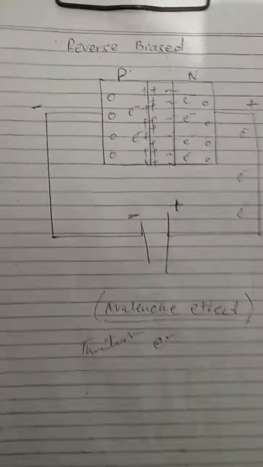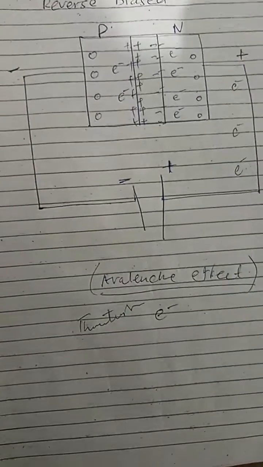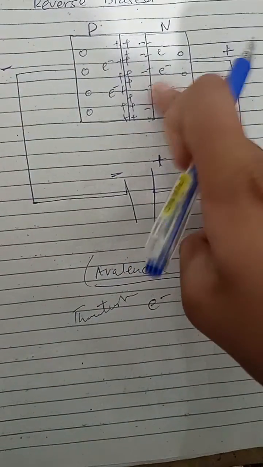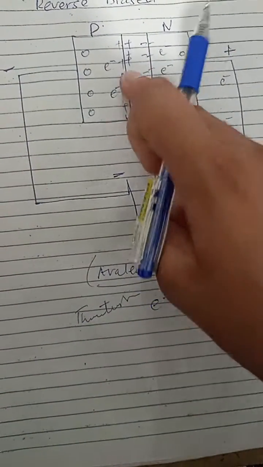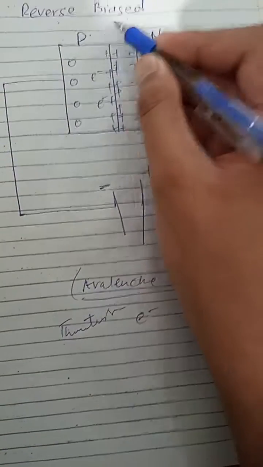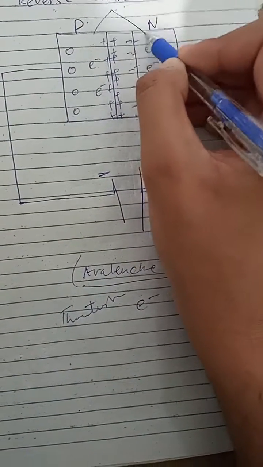So in reverse bias, as we know, both are positive, so they will be attracted to the negative, and the negative will be attracted toward the positive, and so many ions will be there. So this junction is actually becoming bigger and the resistivity is increasing.